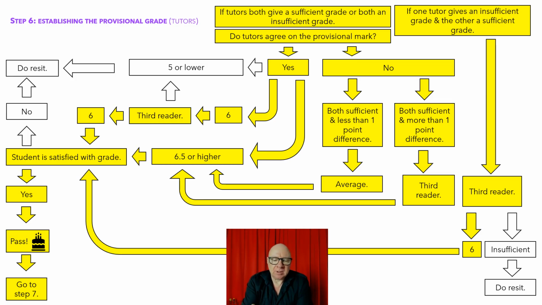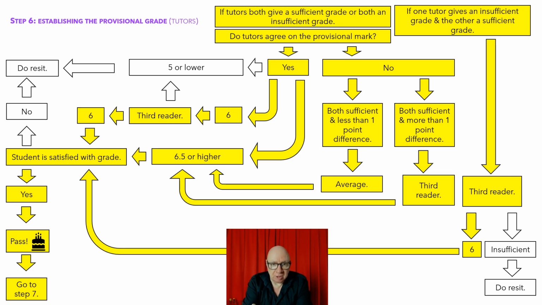If both give a sufficient grade or both give an insufficient grade, then they could either agree or disagree on the provisional mark. If they agree, if they both give you, for instance, an insufficient grade, then it's 5 or lower, and you have to do a resit. I think that makes sense, right? If both tutors say this is not a sufficient thesis, you have to do the resit.